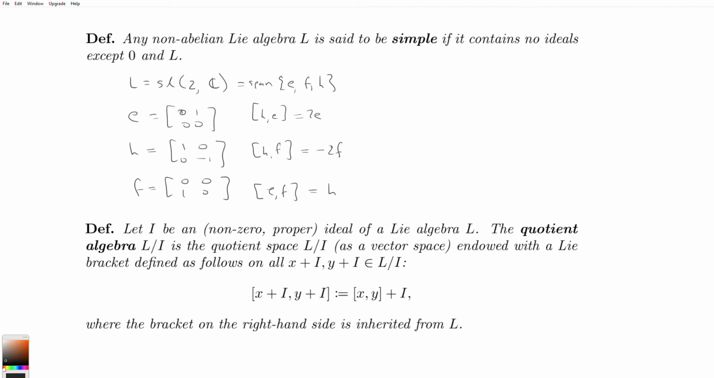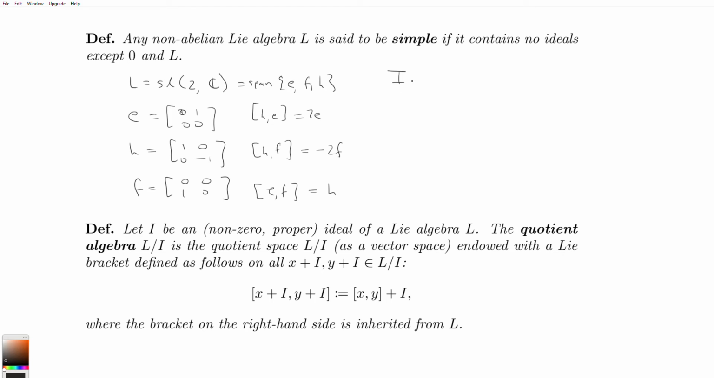So immediately, what we're trying to show is that there are no ideals, right? The goal is to show that L is simple. Suppose we have an ideal, and it's non-zero. Suppose E were sitting inside of the ideal. Well, then I could just bracket E with F to get H. Because I could bracket with things outside of the ideal and the result is inside the ideal, I know that H is inside of I. So I have E and H inside of I. Then I could just bracket H with F, and then I'd have F inside of I. And so I have E, F, and H all inside of my ideal.